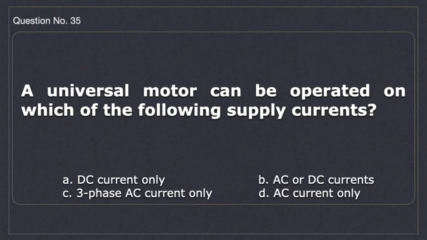Question number 35. A universal motor can be operated on which of the following supply currents? A. DC current only, B. AC or DC currents. C. Three-phase AC current only, D. AC current only. Answer B. AC or DC currents.